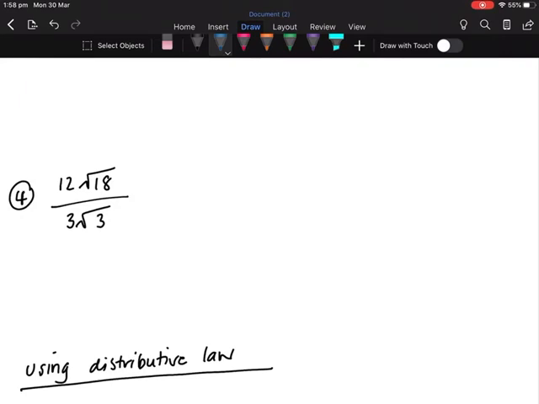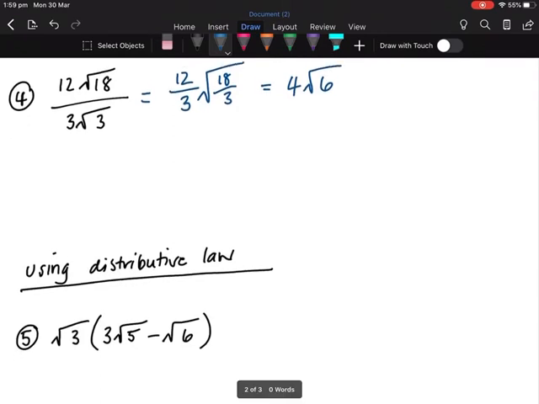12 times the square root of 18 divided by 3 times the square root of 3. So we can write this as 12 divided by 3 times the square root of 18 over 3. Now, 12 divided by 3 is 4, so that becomes a 4 on the outside. And then under that square root, 18 divided by 3 is 6. So that becomes 4 times the square root of 6.